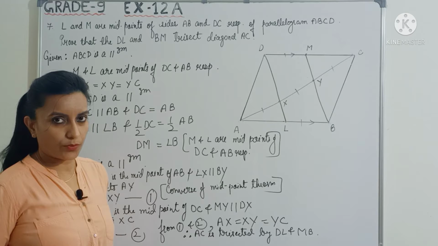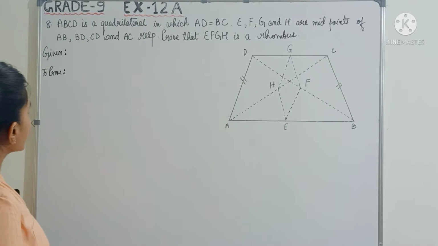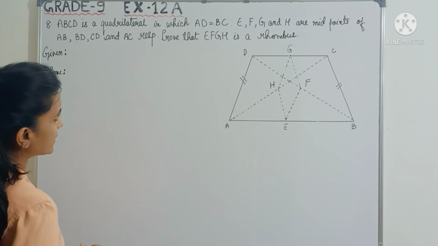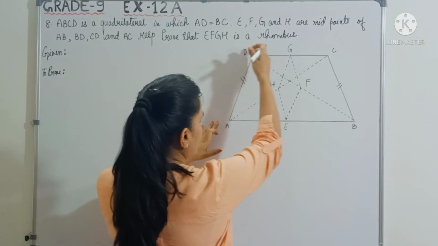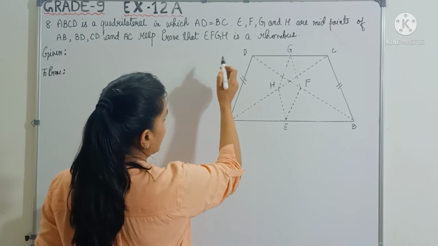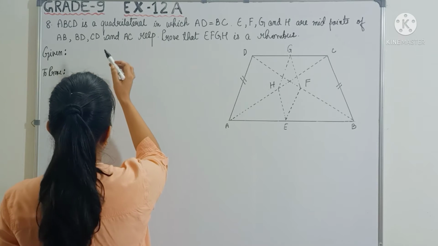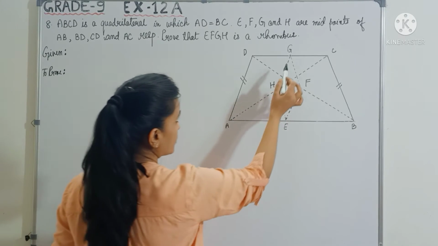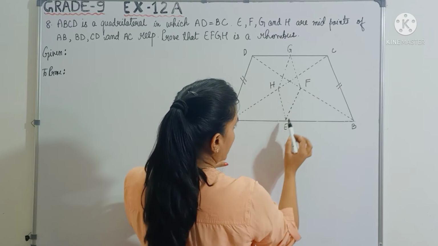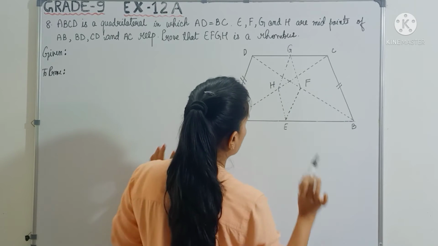I hope it is clear to everyone. So let's see the next question. Now question number 8 is, ABCD is a quadrilateral in which AD is equal to BC. So here ABCD is a quadrilateral where AD is equal to BC. And E, F, G and H are the midpoints of AB, BD, CD and AC, right? So here G is the midpoint of DC, H is the midpoint of AC, E is the midpoint of AB and F is the midpoint of BD.